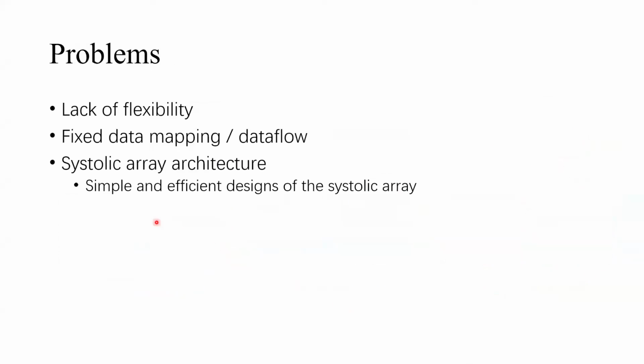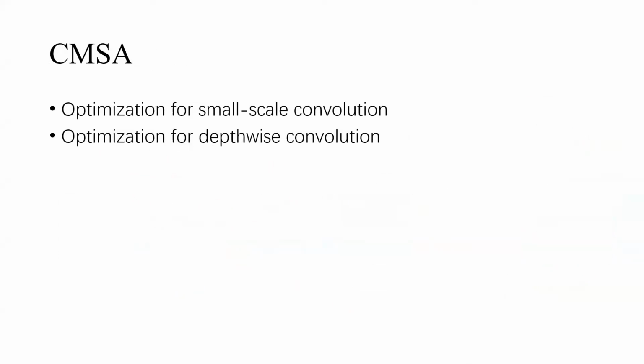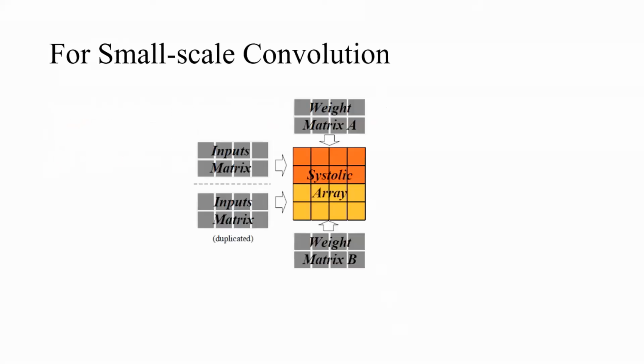The problem is the systolic array architecture lacks flexibility. The design intention of the systolic array is simple and efficient, so it means fixed data mapping or dataflow. So we propose a configurable multidirectional systolic array, CMSA, to make the systolic array more flexible. The main design objectives of CMSA include optimization for small-scale convolution and optimization for depthwise convolution.